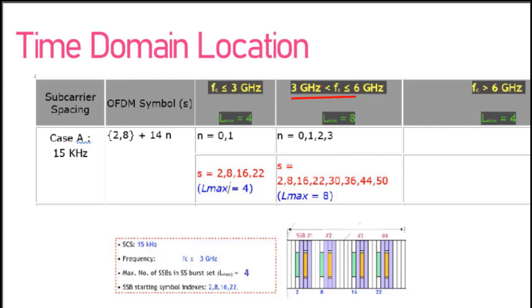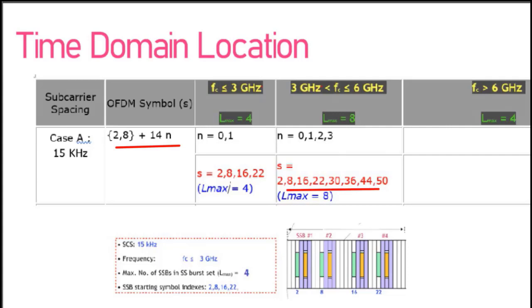But if frequency is greater than 3 and less than 6 GHz, so n value, what was it? For less than 3 GHz, n equal to 0 and 1 was there. But for frequency greater than 3 and less than 6 GHz, n equal to 0, 1, 2, 3 will be there. So the positions will be more, right, for SSB. So we will use the same formula to calculate the position of OFDM, 28 plus 14n, and the OFDM start symbols will be 2, 8, 16, 22, 30, 36, 44, 50. So L max equal to 8. So 8 SSBs will be located there.